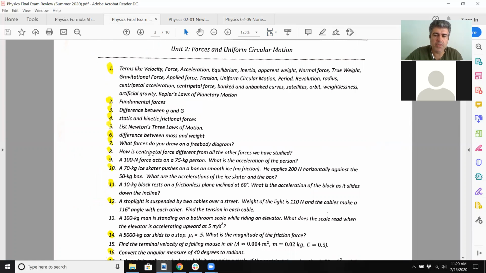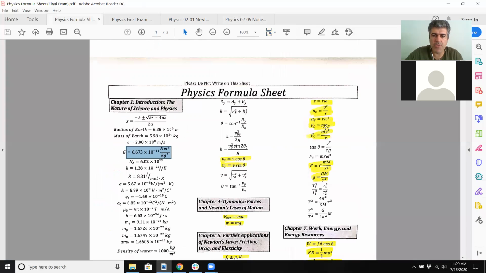Centrifugal force is a little different. We didn't talk much about that, but there is a formula for it. It's just mass times centrifugal acceleration. We did talk about centrifugal acceleration, which is r omega squared, or v squared over r, same thing.